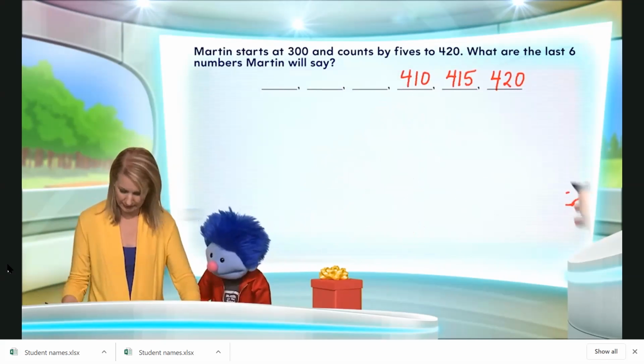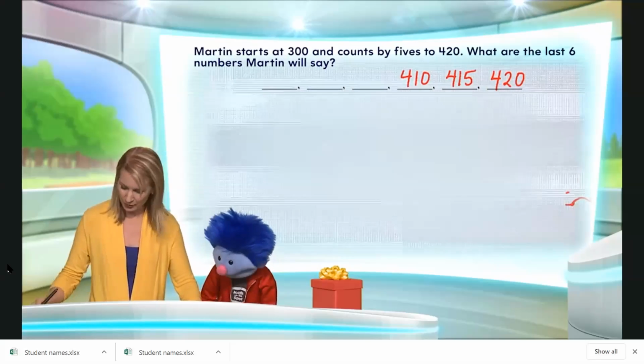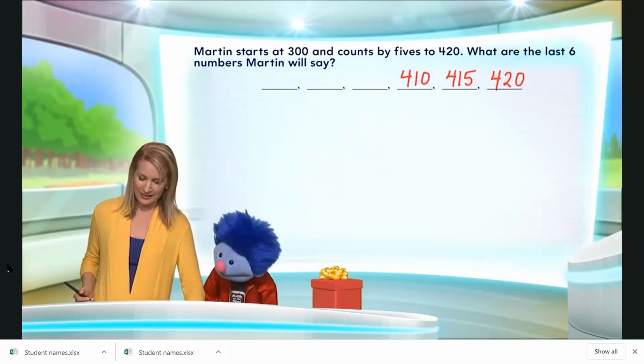Oh, let's get rid of this little guy over here. Oh, little scribble. Hey, a little creeper in there. Where'd he come from? I don't know.